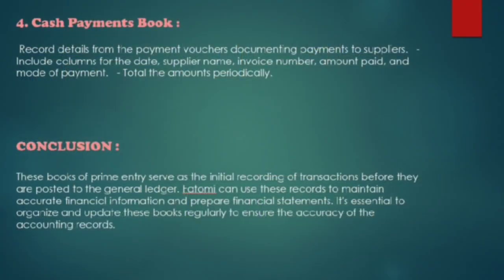Lastly, cash payments book. Record details from the payment vouchers documenting payments to suppliers. Include columns for date, supplier's name, invoice number, amount paid, and mode of payment. Total the amounts periodically.